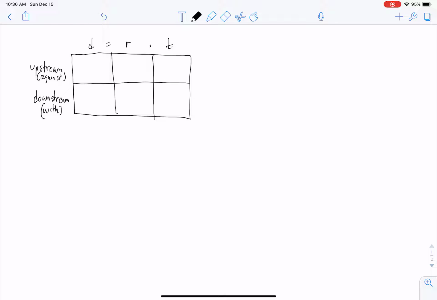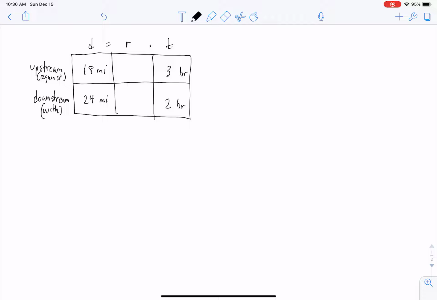Okay. So it says it takes about 2 hours, that's time, 2 hours, to travel 24 miles downstream. Oh, sorry, I filled that in wrong. Let's do 2 hours to go 24 miles downstream, and 3 hours to travel 18 miles upstream. Okay, what's the current of the river?